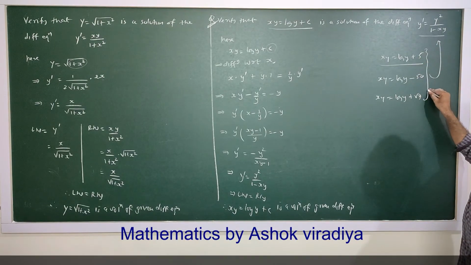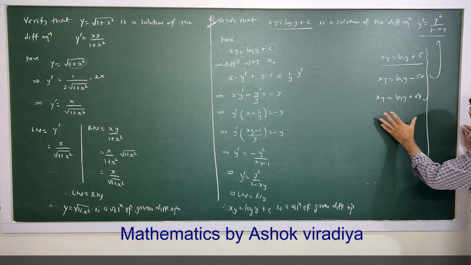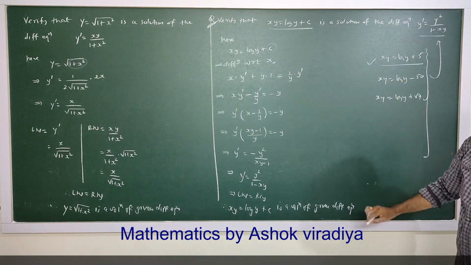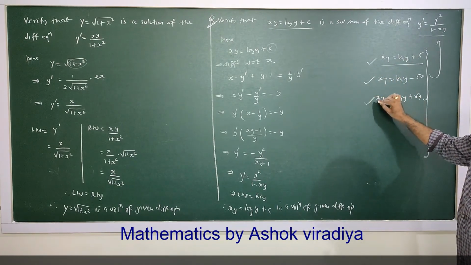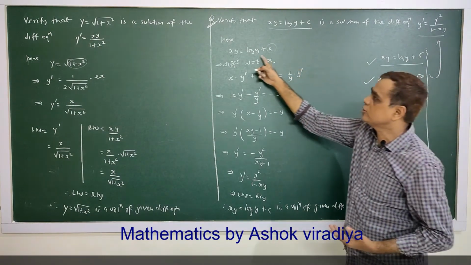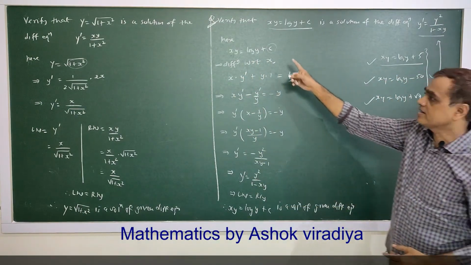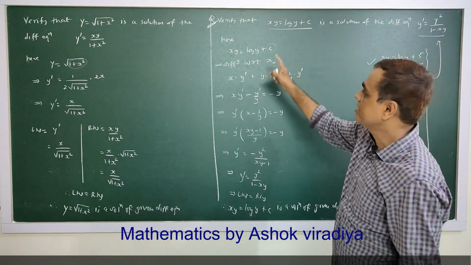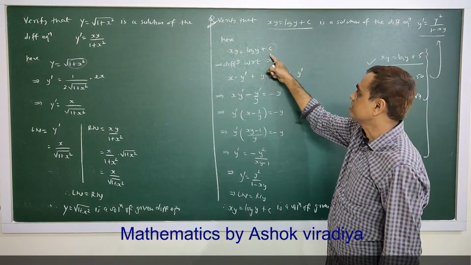We can get a family of infinitely many curves, and every member in this family is said to be a particular solution. This is a particular solution, this is a particular solution, this is a particular solution. So many particular solutions can be obtained, and this is said to be the general solution. The general solution contains the arbitrary constant c, only one arbitrary constant.